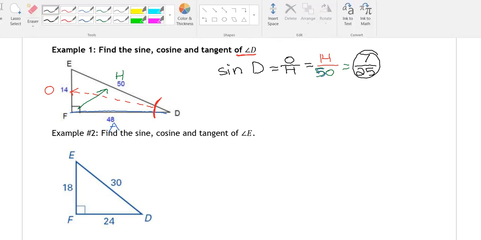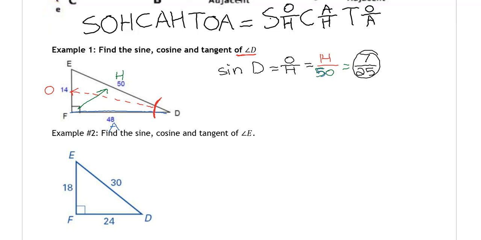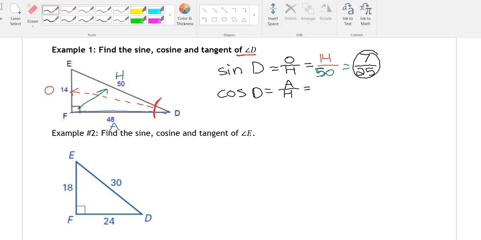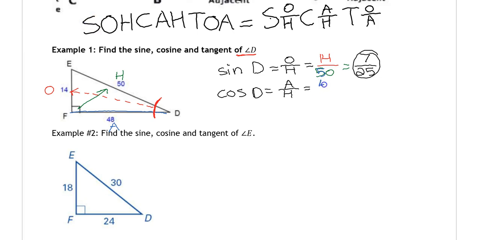Looking at our next piece, I also have to find the cosine of angle D. Cosine is A over H. My adjacent side is 48. My hypotenuse is 50. Again, we can type that in our calculator. When you do, you get 24 out of 25.